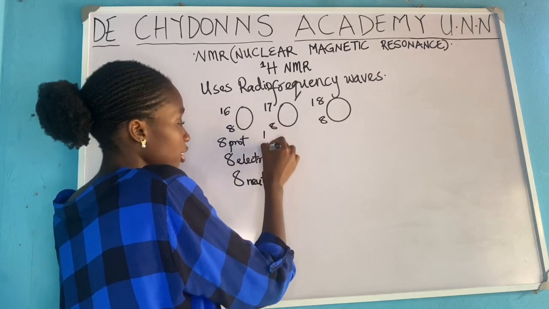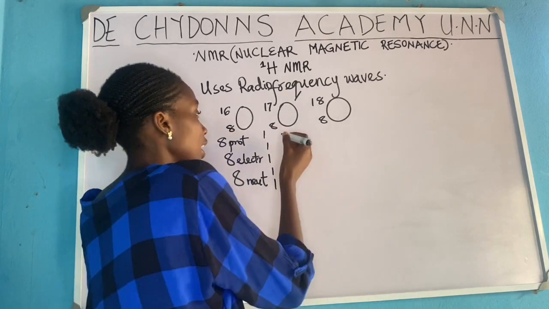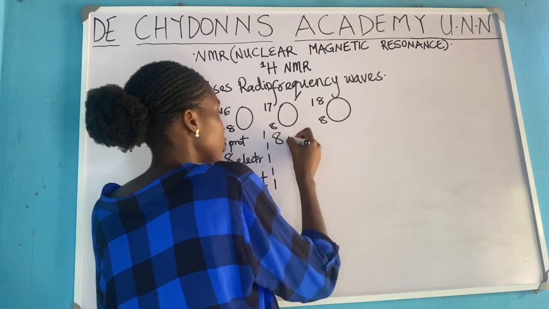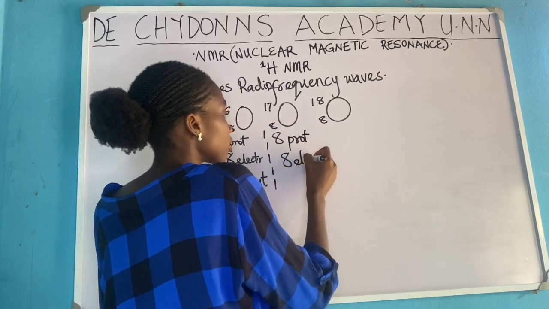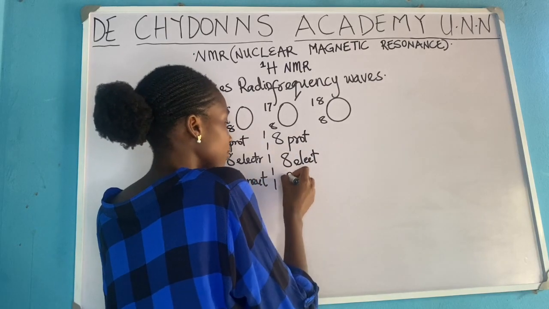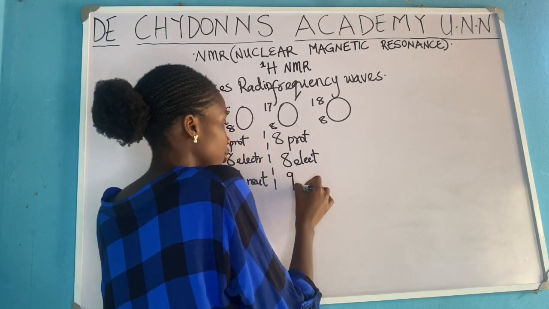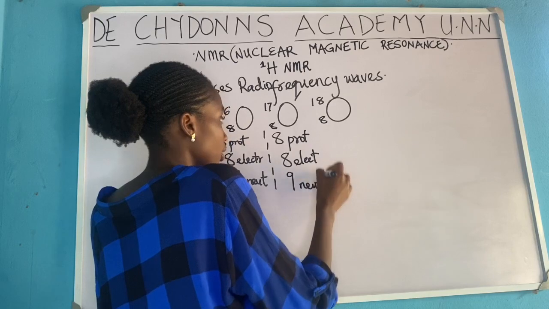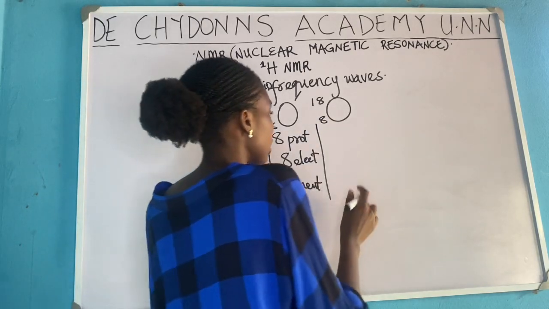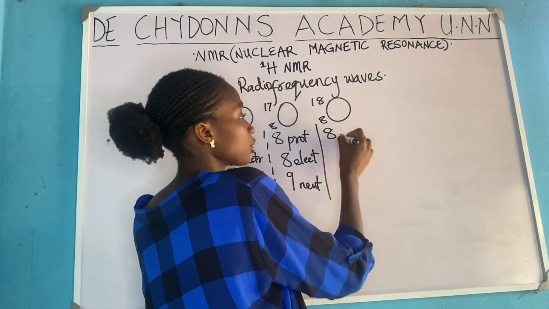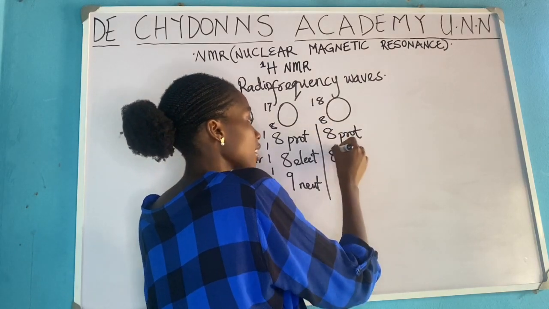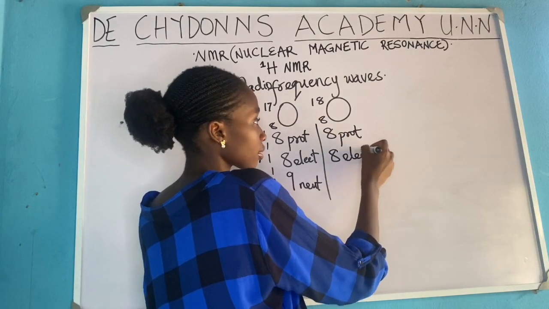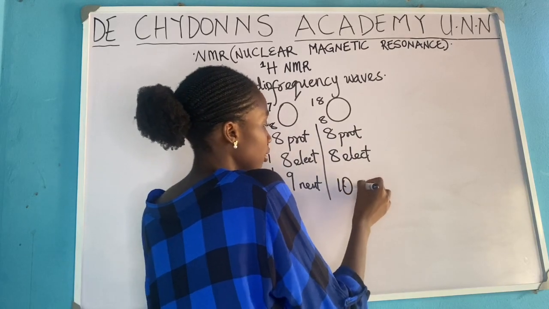Bear with me, I'm just trying to shorten things. And here we have 8 protons as well, 8 electrons as well, and in this case you have 9 neutrons. And here, in this case, you have 8 protons, 8 electrons, and also 10 neutrons.